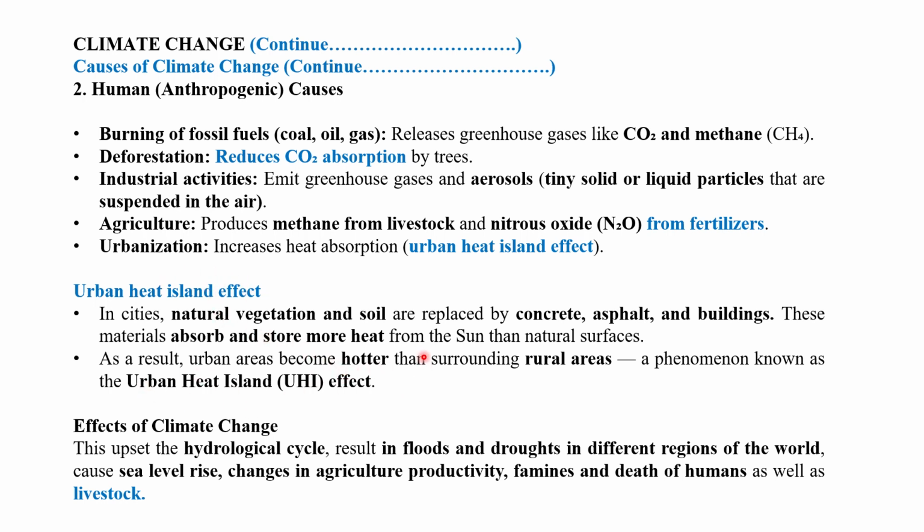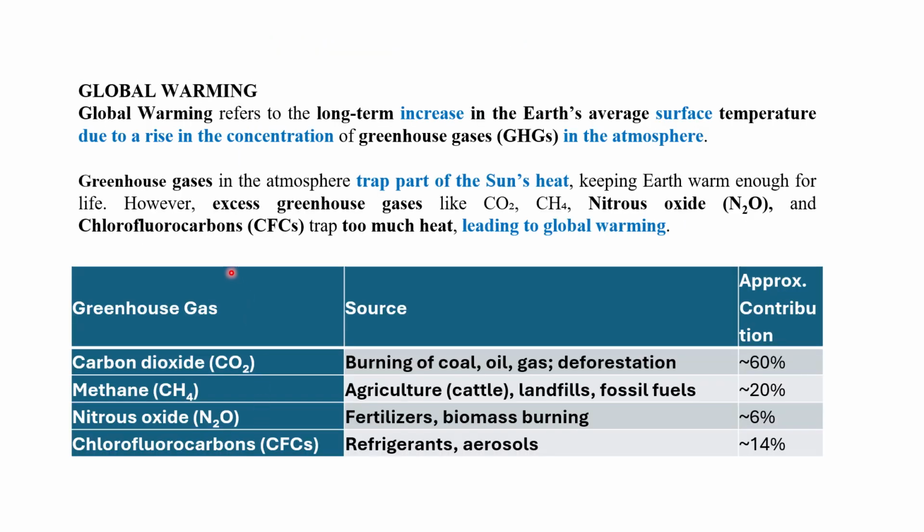So what are the effects of climate change? It is going to have an impact on the hydrological cycle, which will result in floods and droughts in different regions of the world. It can cause sea level rise and change in agricultural productivity. Famines and death can also occur, as well as livestock deaths. That means the death of humans as well as livestock is going to be affected due to climate change. The next topic we can discuss here is global warming.